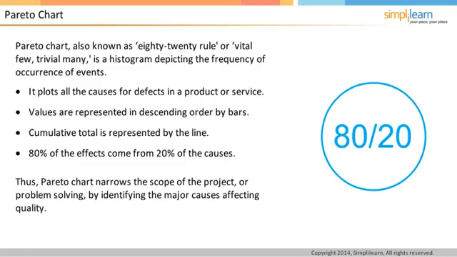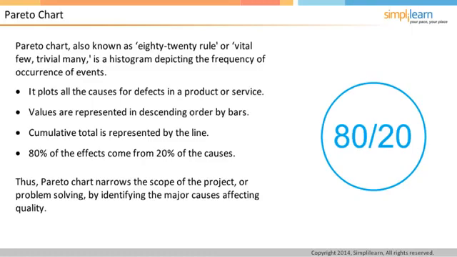Pareto charts are useful only when required data is available. If data is not available, then other tools, such as brainstorming and multivoting, should be used to find the root cause of any problem. In the following screen, we will continue to discuss Pareto chart with an example.